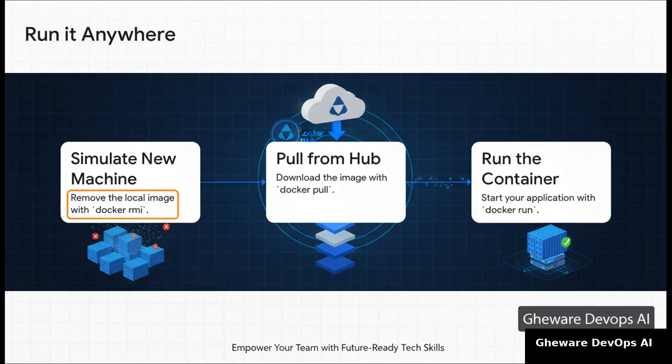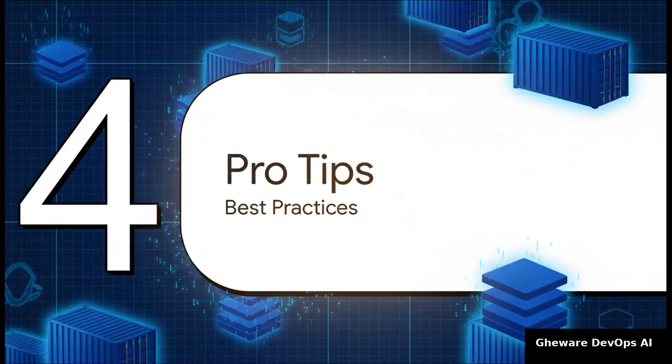And here's the ultimate proof that it works. Let's pretend we're on a brand new server. First, we completely delete the image from our local machine with docker rmi. It's gone. Then we docker pull that same image name. You'll see it download from the cloud. Finally, we docker run it. And boom, there's your app, up and running from an image that was just pulled down from the internet. How cool is that? Okay, so now you know the core workflow.